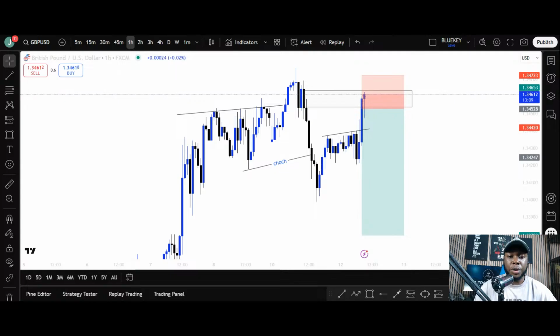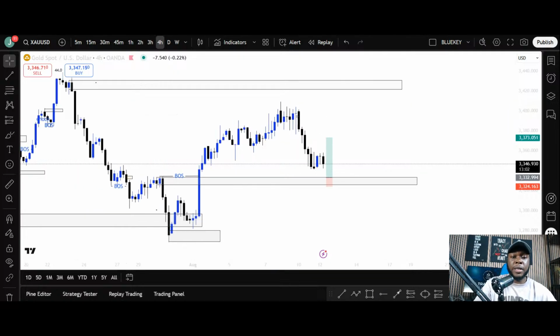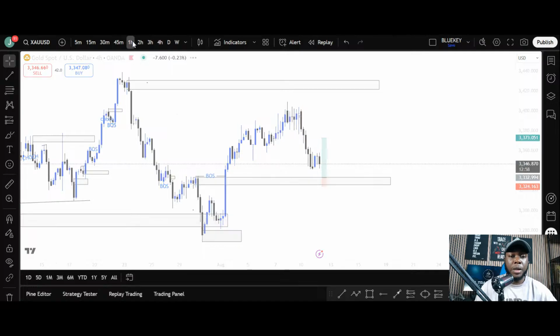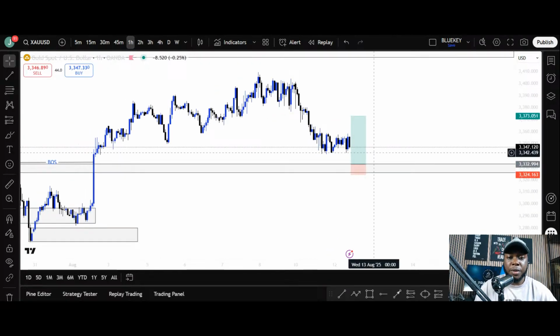Sorry, gold. I have something on gold for us, guys. Before we end this class, I have something on gold. So this is what I have on gold. Gold has been dropping pretty much. So now the market is consolidating, right? We have this nice consolidation here after this massive drop from yesterday.